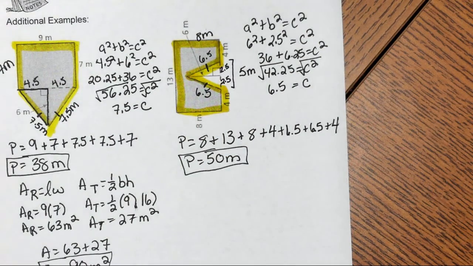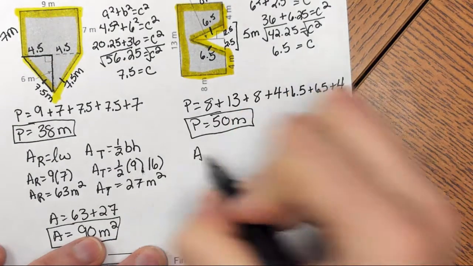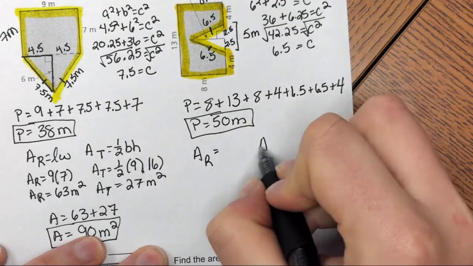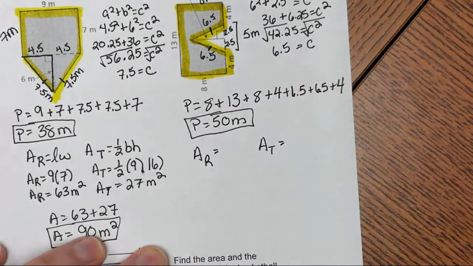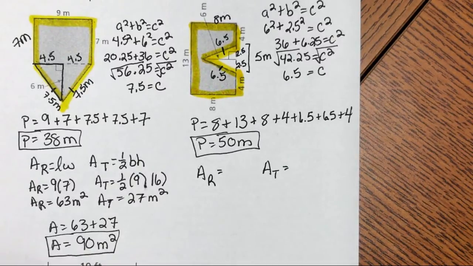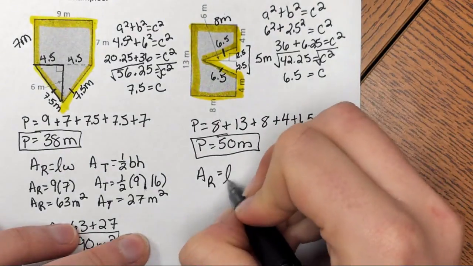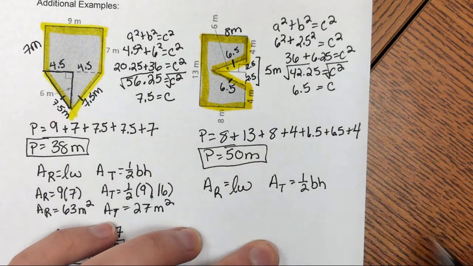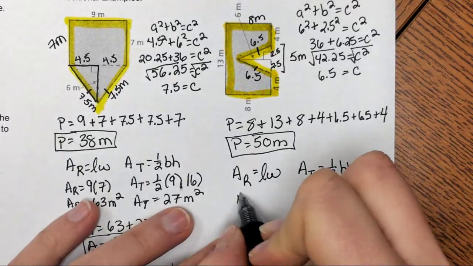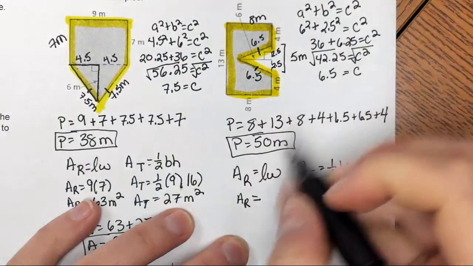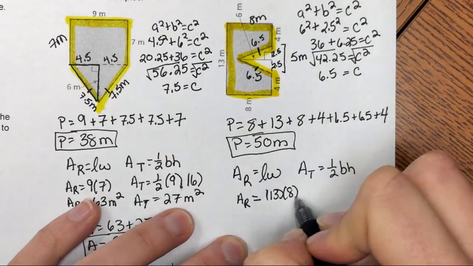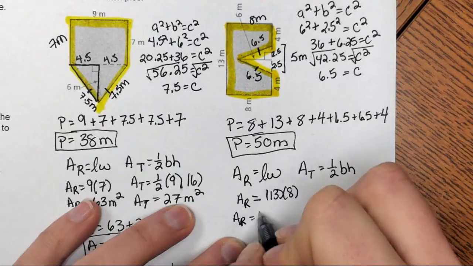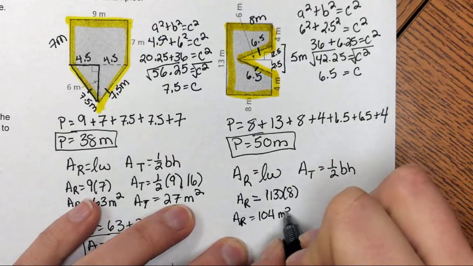Okay? Area, we have a rectangle, and we have a triangle. But this time the triangle was a cutout. So instead of using addition, we'll have to use subtraction. So area of a rectangle is still length times width. And the area of a triangle is still 1/2 base times height. So for my rectangle, length 13, width of 8. That gives us an area of 104 meters squared.